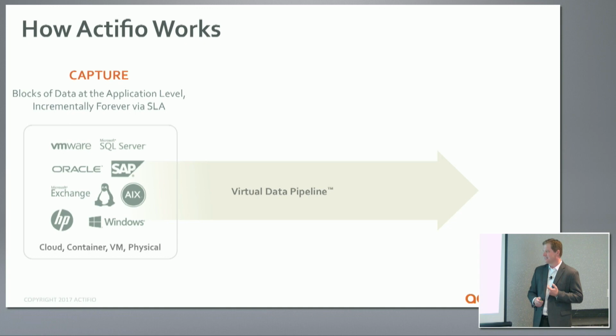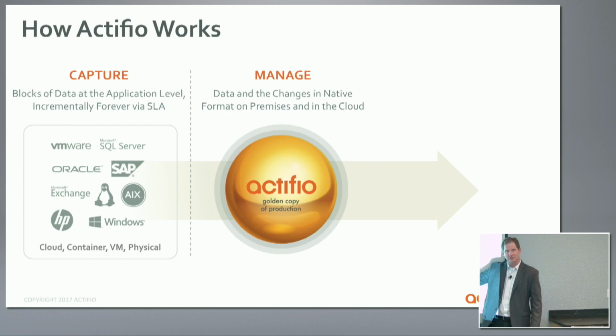And that is incrementally forever. We're going to look at two discrete points in time and only move the change blocks between those two points of time. I don't care what happens in the middle. I'm just going to look at what it was and what it is and only move those deltas. We're going to move the least amount of data you can possibly move, and we're going to move it the most efficient way you can possibly move it to update a golden copy using a technology that we call our virtual data pipeline, which is where a lot of these patents are that Ash mentioned in the previous presentation.